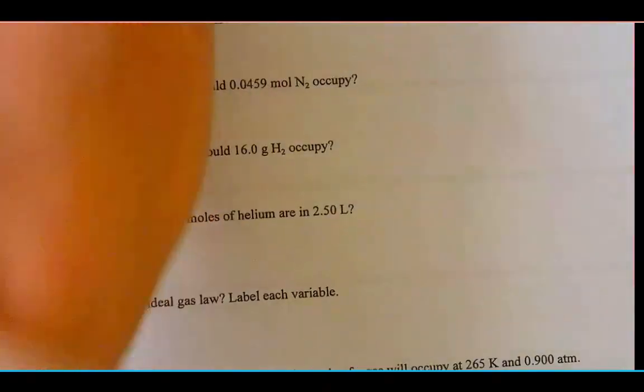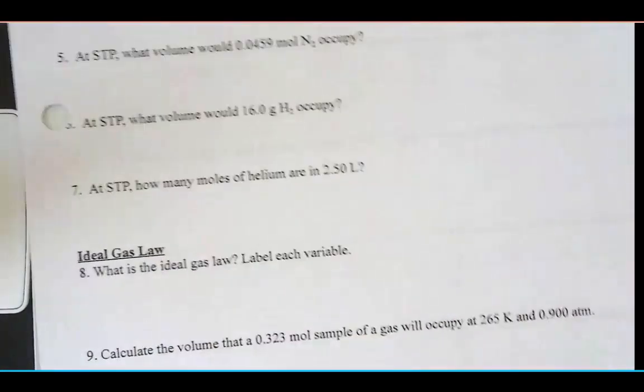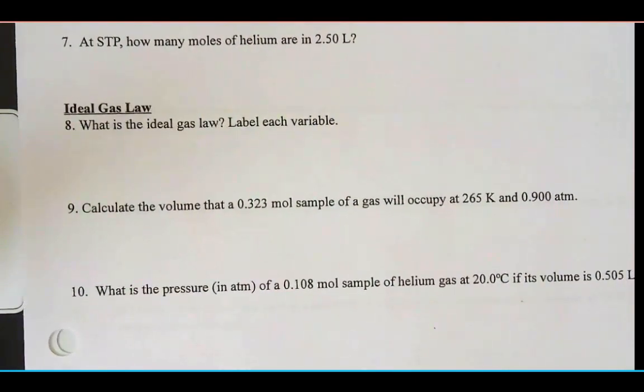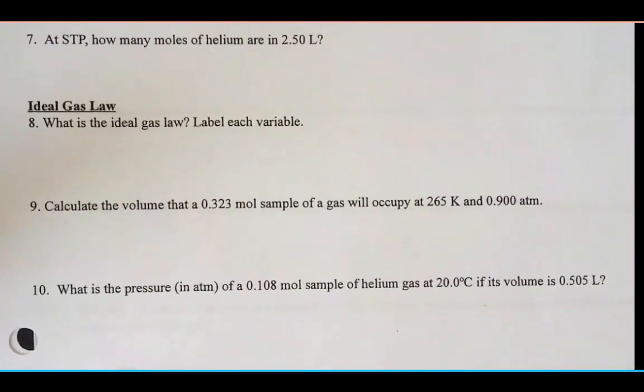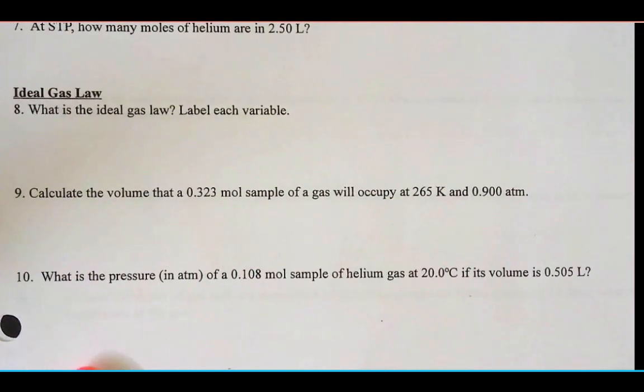Now I think what we'll do is actually switch over to part E. So we were in part B just doing those practice questions, and I think what we're going to do just to kind of wrap up the ideal gas law stuff for today is we're going to actually look on part E, so bottom of page 3, and we're just going to review the ideal gas law. So we'll look at number 8, 9, and 10.